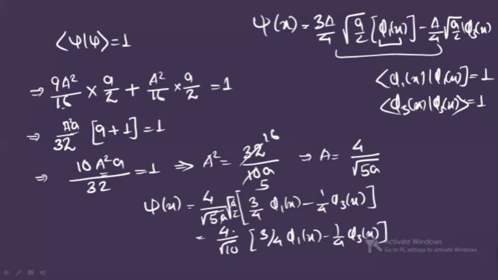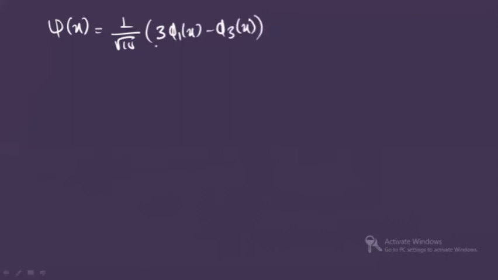Now you see both the terms are having 4, right? If you take 1 by 4 outside, finally this entire term will be equal to 1 by root 10, and within the bracket you will have 3 phi 1x minus phi 3x. This is the wave function, psi x. I'm writing it here: psi x is equal to 1 by root over 10, times 3 phi 1x minus phi 3x. Alright, this is the value of the wave function.